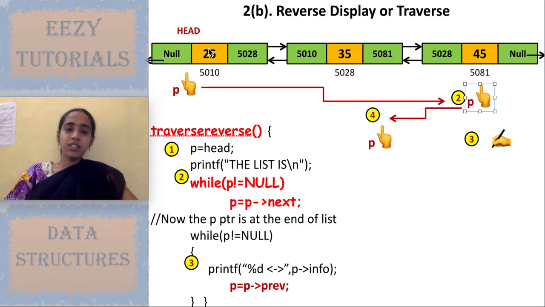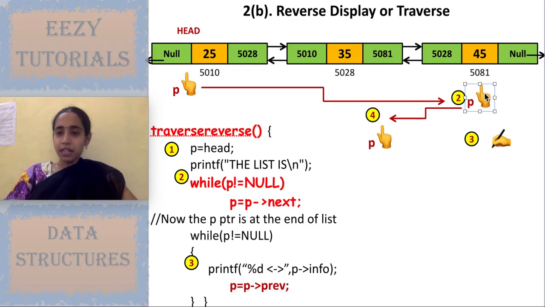So in the previous forward traverse or display, my output will be 25, 35, 45. Here in reverse display, first 45 will be printed, then 35 will be printed, then 25 will be printed. So the first task is reaching from head to tail. For this code, initially P is equal to head I am assigning, while P is not equal to null, P is equal to P of next. So P I have moved to the last node.